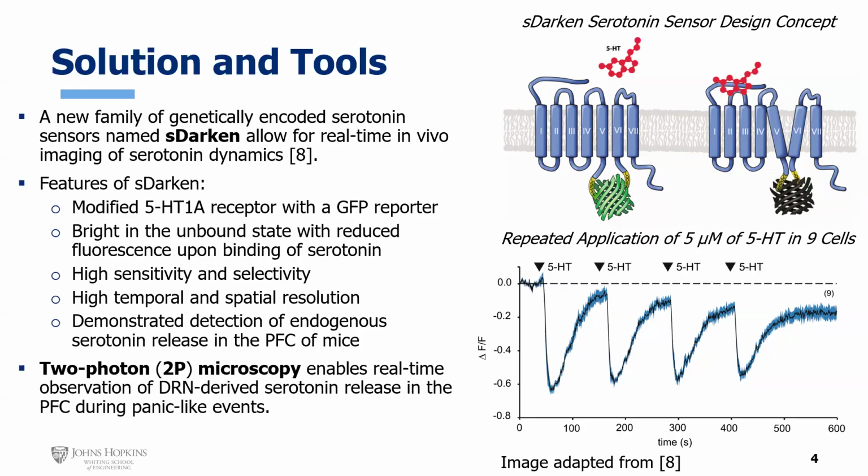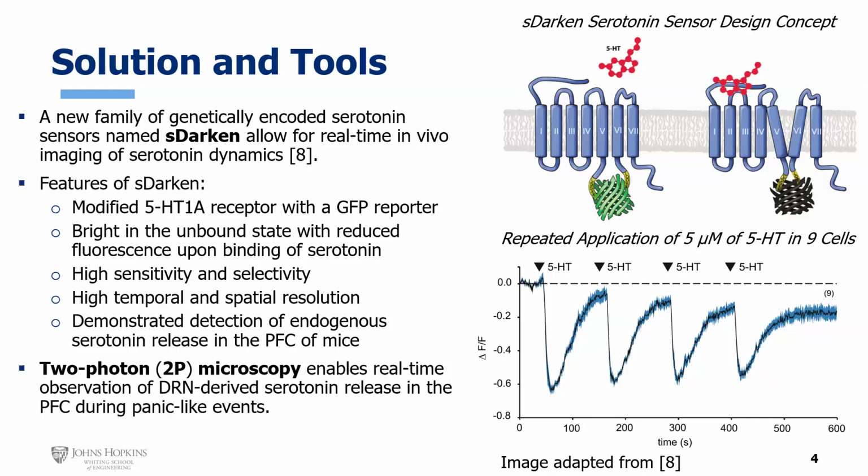So this new molecule is called sDarken, and it's part of a new family of genetically encoded serotonin sensors that allow real-time in vivo imaging of serotonin dynamics. And sDarken is a genetically encoded transmitter indicator. And the key features of sDarken are that it modifies the 5-HT1A receptor, which is expressed in the prefrontal cortex, and they modify that receptor with a GFP reporter.